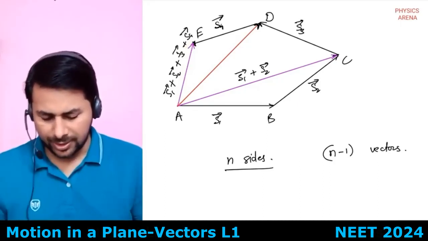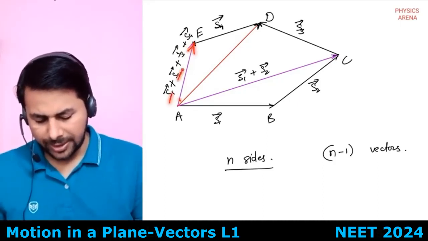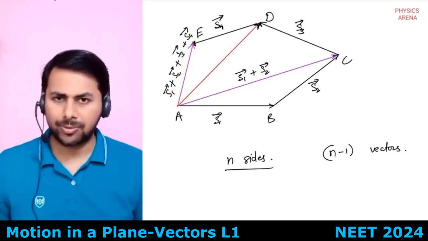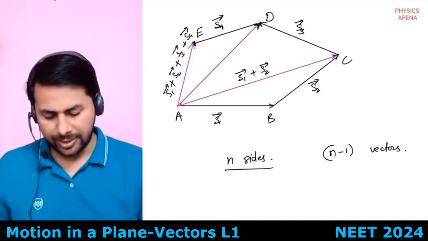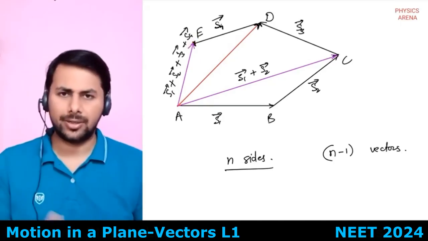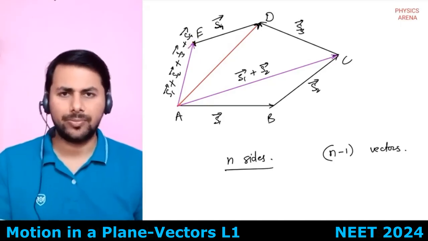Okay, that is, it is equal to what? S1 bar plus S2 bar plus S3 bar plus S4 bar. And it will start at the starting point of the first vector and it will point to the end point of the last vector.